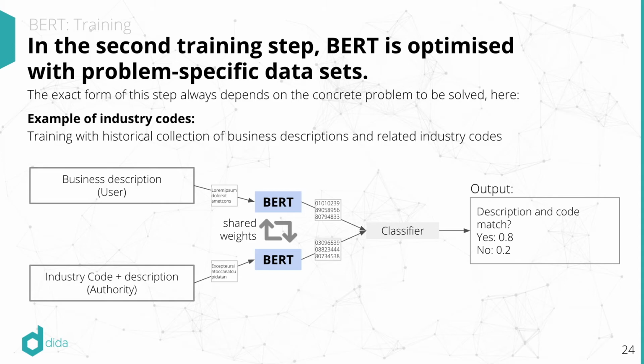And the way we trained BERT here is we calculated an embedding for a business description done by a user with BERT, and we also calculated embeddings for an industry code and its description provided by the authorities. And then we used a classifier to decide whether business description done by the user and industry code and its description done by the authority match or don't match. And if we do that for all the different industry codes, we can determine which is the best matching industry code for this business description.